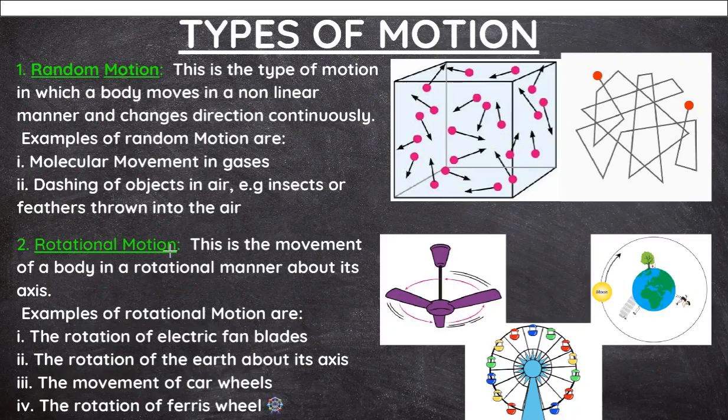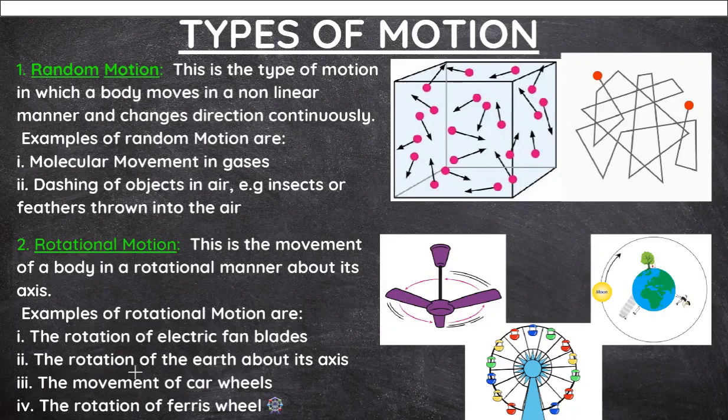Okay, and the second type of motion is rotational motion, and this is the movement of a body in a rotational manner about its axis. So when a body or an object rotates round about its axis, that is called rotational motion. Examples are the rotation of electric fan blades, as you can see right here. Now these fan blades are rotating around this axis, what is holding it. So the fan blades are rotating round about the axis.